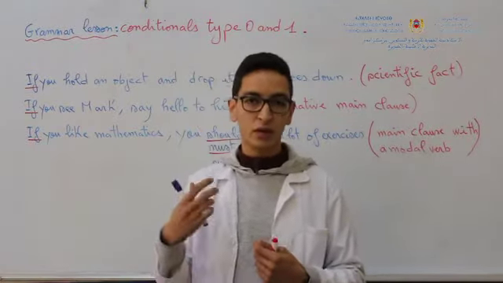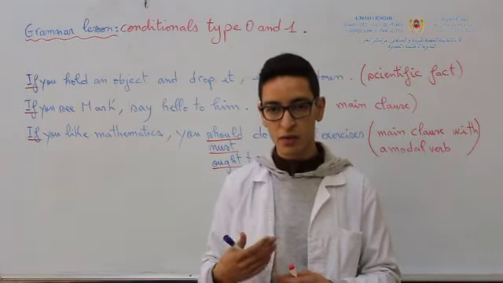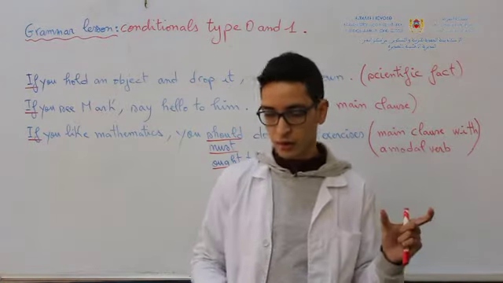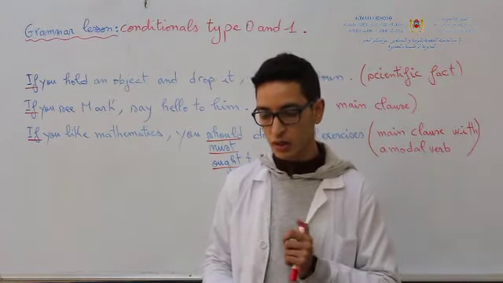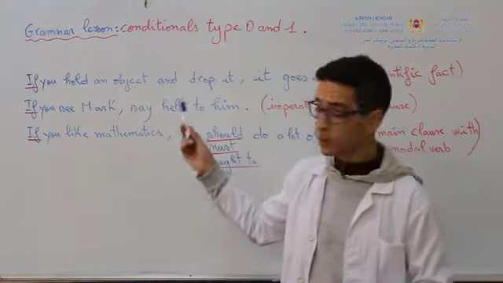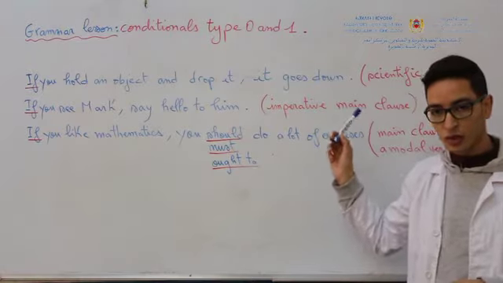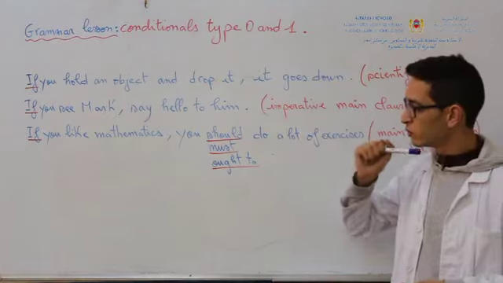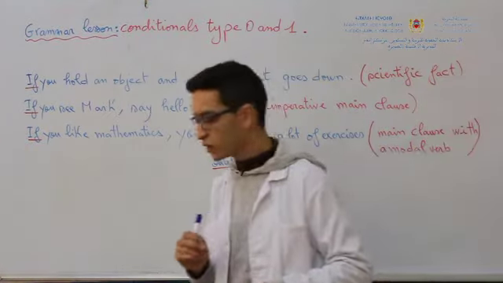So the rule is, if you have scientific facts, or if you want to make a hypothetical statement about something scientific, the first part of your conditional sentence should be in the present simple, and the verb in the second part should also be conjugated in the present simple. Let's see another example which is a little bit different from the first one.